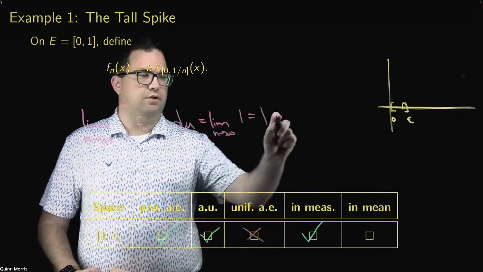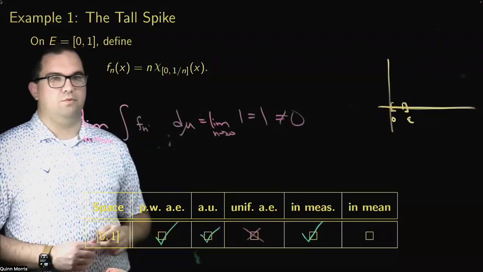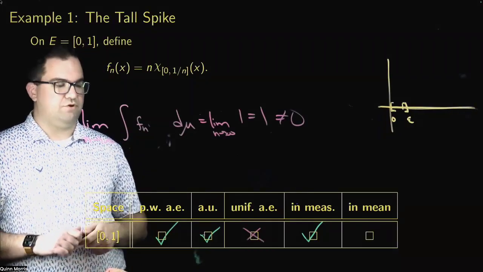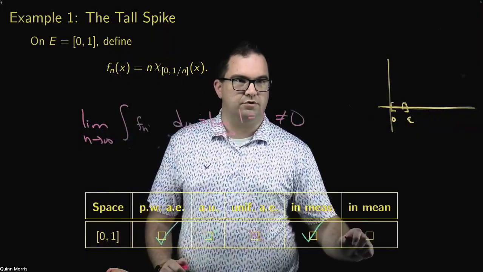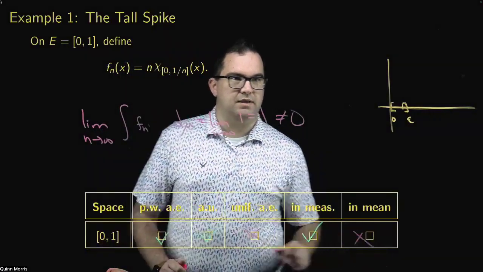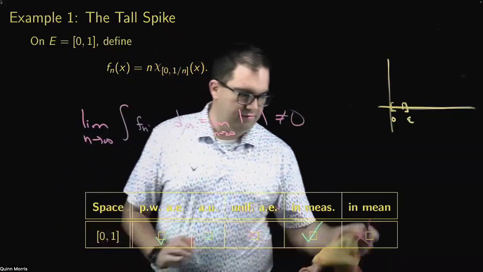So this limit is 1, which is not 0. And 0 is what we need in order to have convergence in mean. So this fails to converge in mean. I missed the box again there.